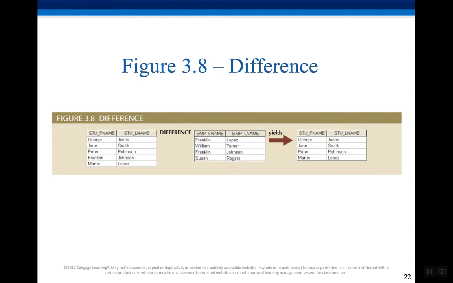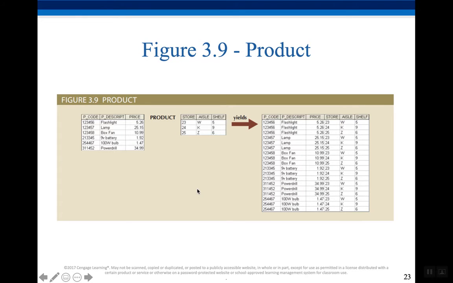An example is from a difference. Everything that's in one table but not in the other. George Jones, Jane Smith, Peter Robinson, and Martin Lopez are in one table but not in the other. Franklin Johnson is the name that's common. That's what we call difference. And then product is, as we said, the combination of everything. So we've got 3 columns here, 3 columns here, and we have 1, 2, 3, 4, 5, 6 columns here, the combination of both of these together.